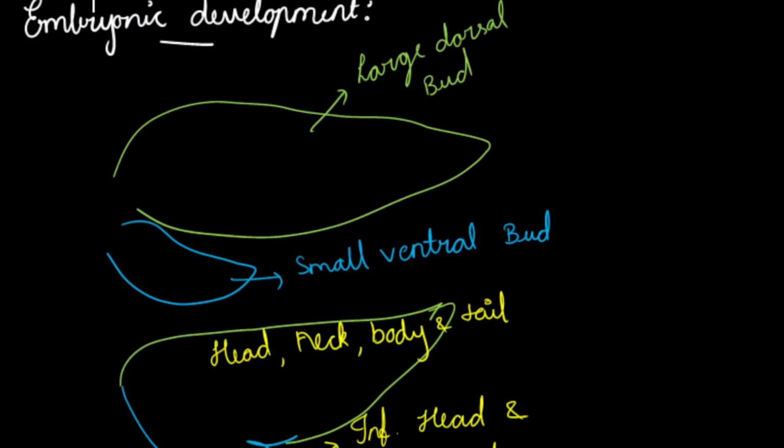And the embryonic development of the pancreas is very interesting. Here it develops from a large dorsal bud, which is green, and a small ventral bud, which is blue, and these two fuse to form the pancreas, and this large dorsal bud gives rise to the development of the head, neck, body, and tail. And this small ventral bud gives rise to the inferior part of the head and the uncinate process. You can see here.